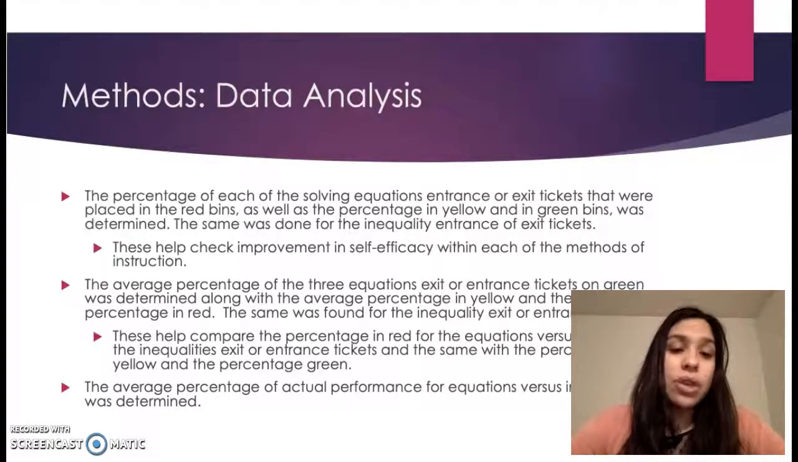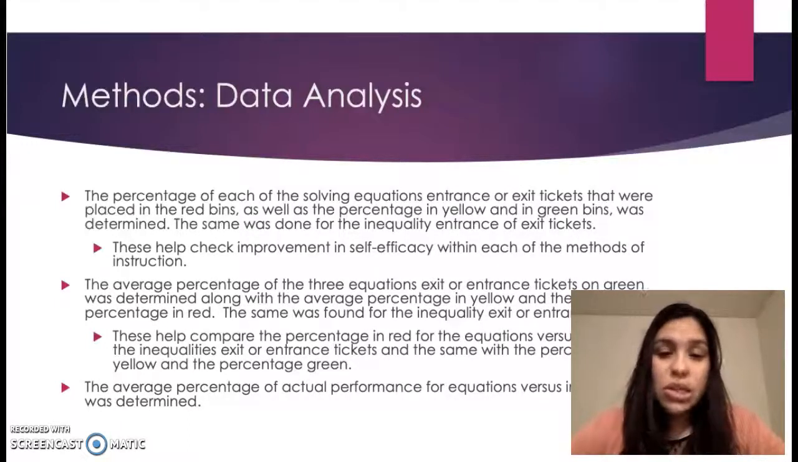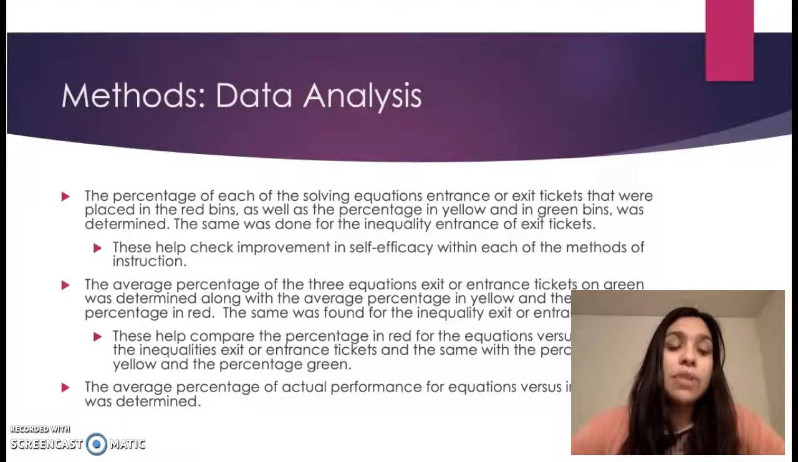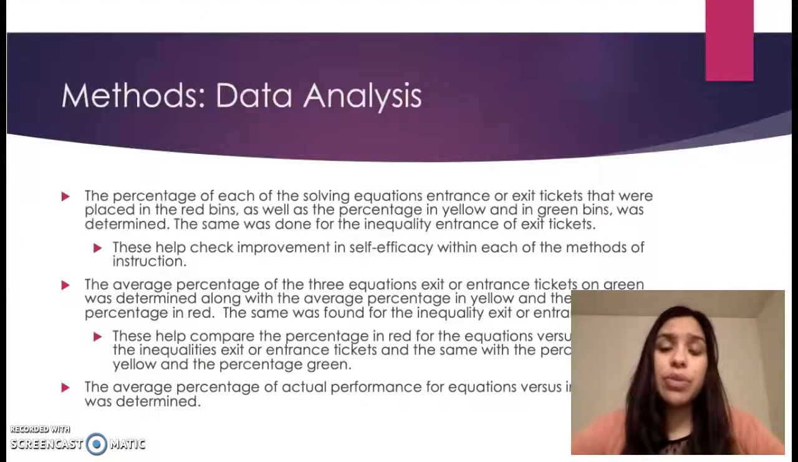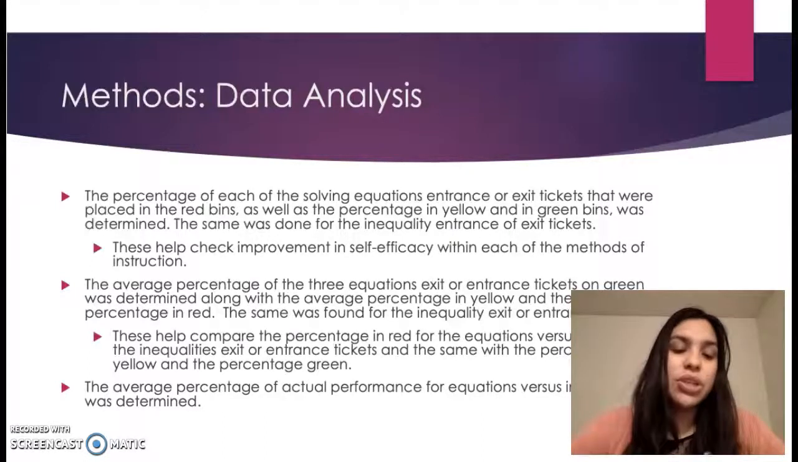Then I also took the average percentage of the three equations exit or entrance tickets on the green, along with the average on the yellow and the average on the red. And the same was done for the inequality exit and entrance tickets. These help compare percentages in the red for the equations versus the red in the inequalities, and the same for the percentages in yellow and in green.